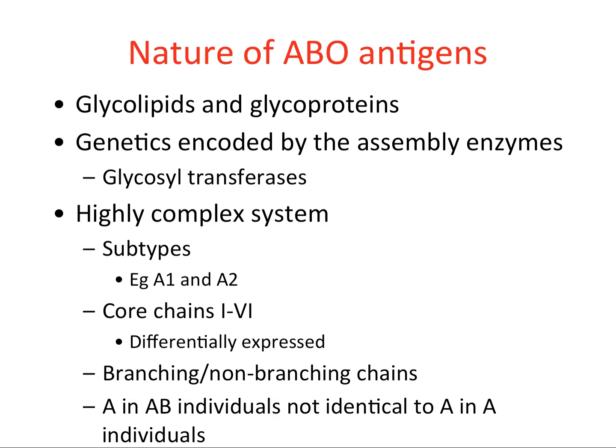So, for example, there are subtypes of A, and you're probably aware of A1 and A2. In fact, it's far more complex than this. Furthermore, there are different core chains to these terminal oligosaccharides, and these core chains are differentially expressed in different tissues, and that can become important, and I'll illustrate this later. The carbohydrates can be in branching or non-branching chains, and because of the competing glycosyl transferases, the A antigen in AB individuals is not actually exactly the same as the A antigen in blood group A individuals.